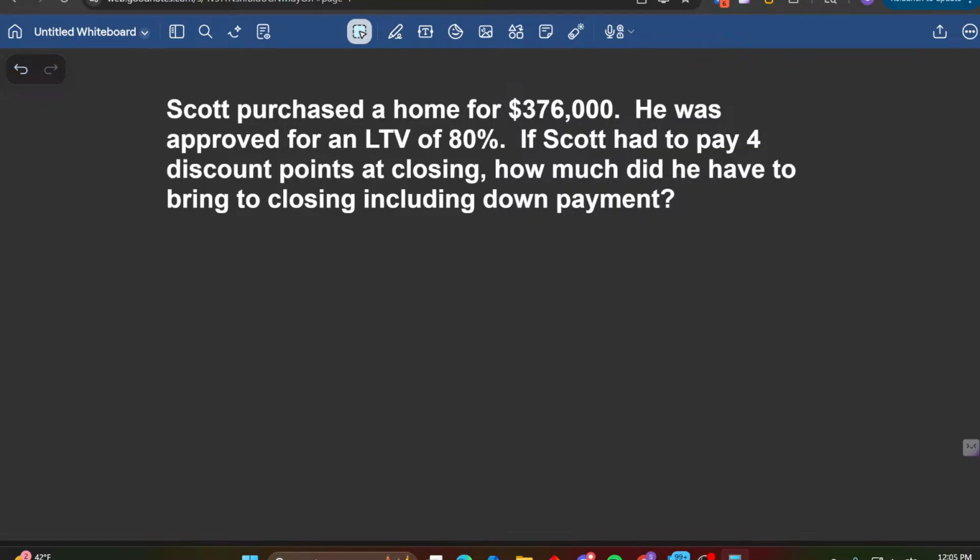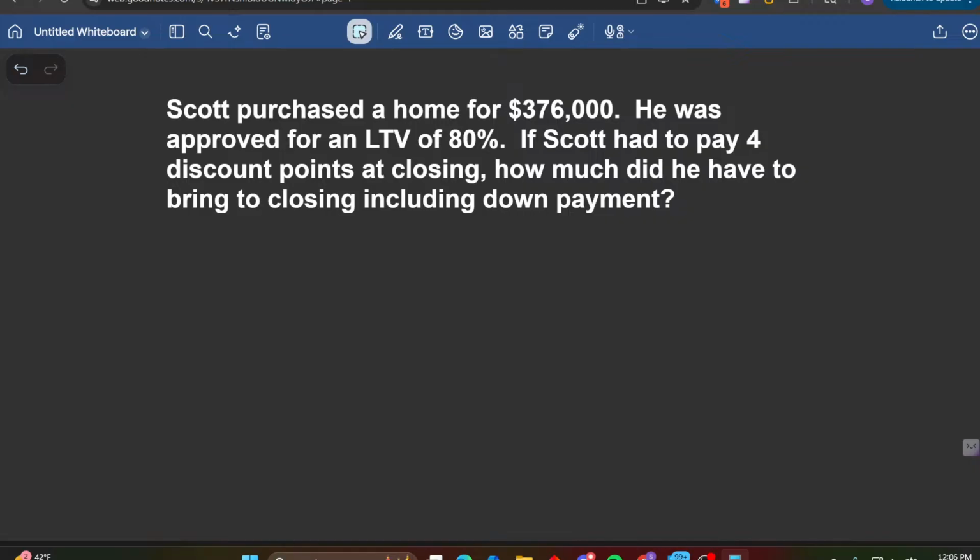So let's talk about this for a second, right? What do we need to know in order to solve this problem? The first thing that I want to point out is that we have to find out how much the loan amount is. If we don't find out how much the loan amount is, we can't possibly know what the down payment is, and we can't possibly know how much I have to pay in discount points.